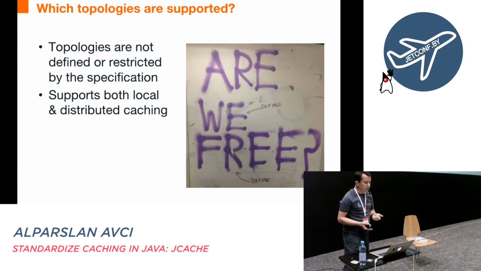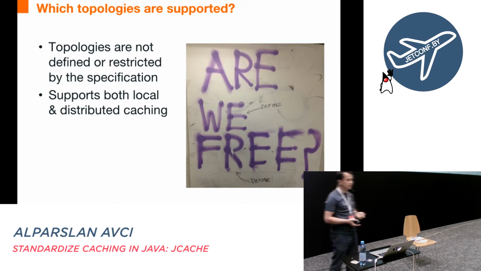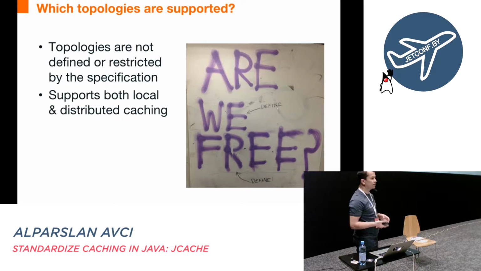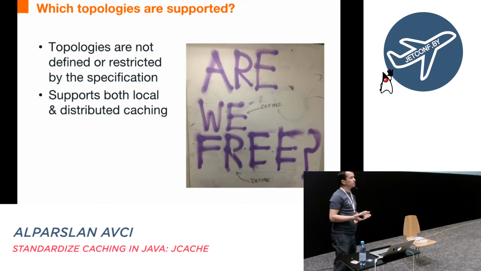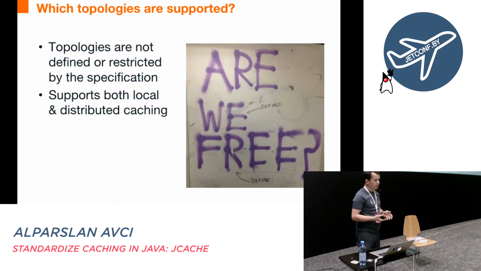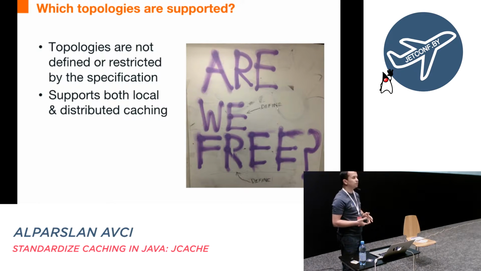In the JCache specification, no topologies are defined or restricted. What does it mean? This means that you can implement JCache in a local way without replication, or you can also implement JCache within a distributed system, and also with or without replication. So it supports both of them.